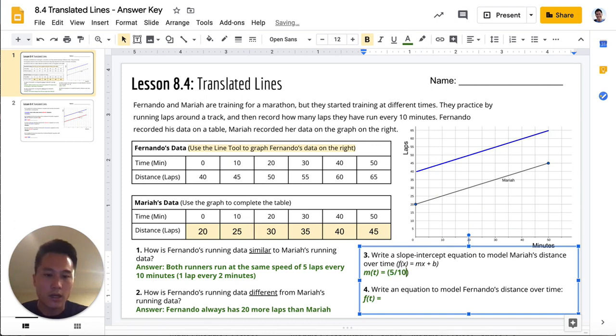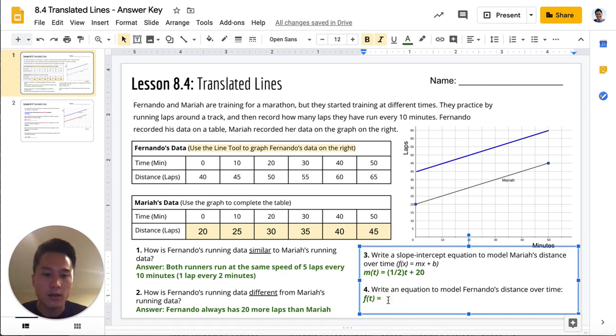Write that as a fraction, plus the y-intercept where she started, that's right here. She starts with 20 laps. 5/10, I can simplify that to 1/2. So I know that Mariah's equation is 1/2 times, actually I want to use the variable t here, m of t, 1/2 times t plus 20.